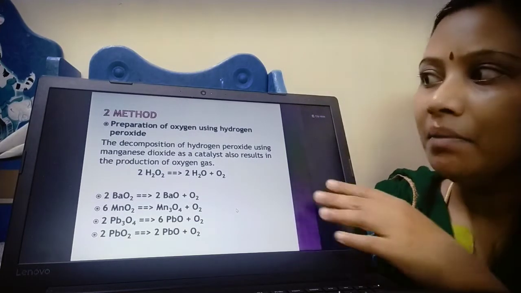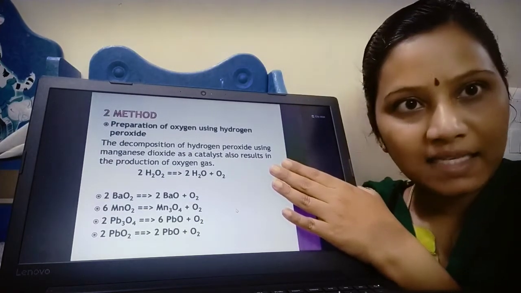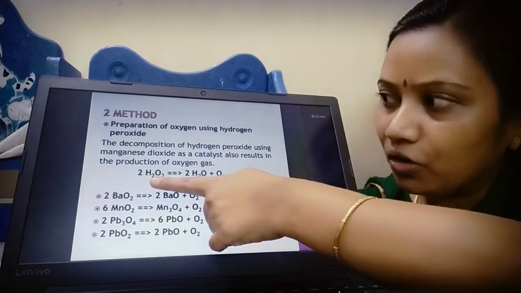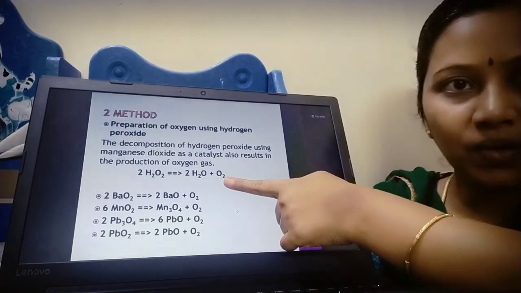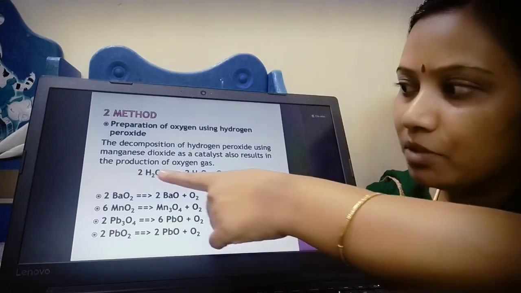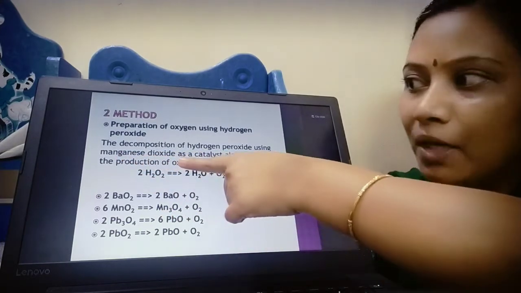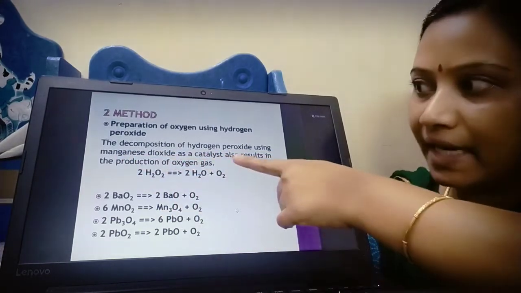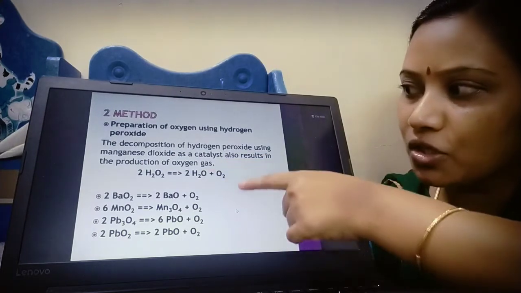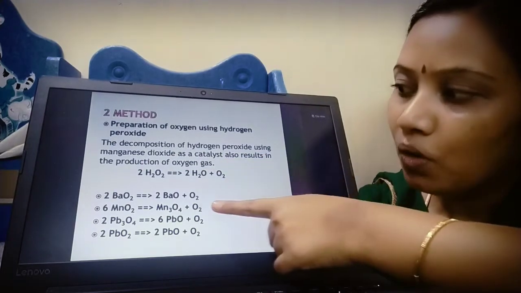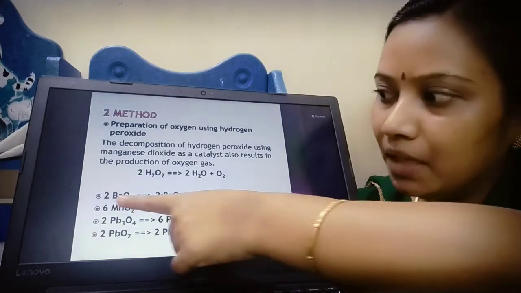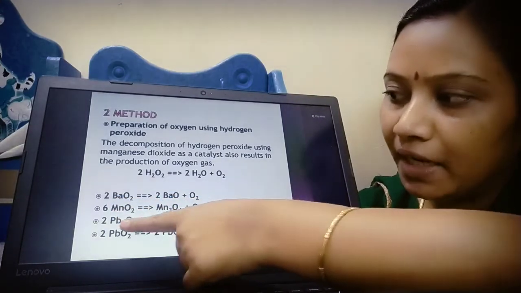Then the next method, this method we have seen in class 11. By decomposing hydrogen peroxide, we will be getting dioxygen. So decomposition of hydrogen peroxide in the presence of MnO2, that is manganese dioxide as a catalyst, also results in the production of oxygen gas. Also you can produce oxygen from barium oxide, from manganese oxide, from lead oxide, etc.